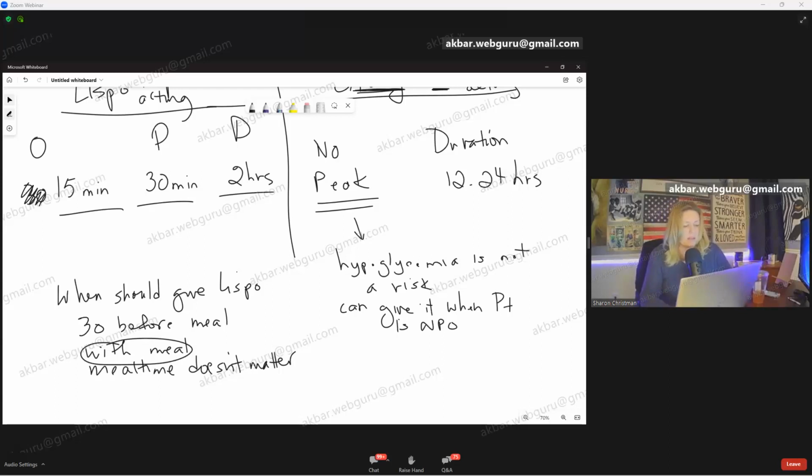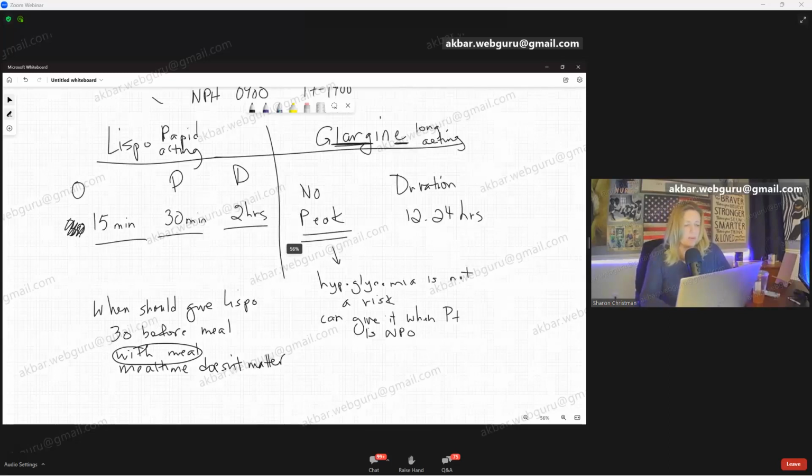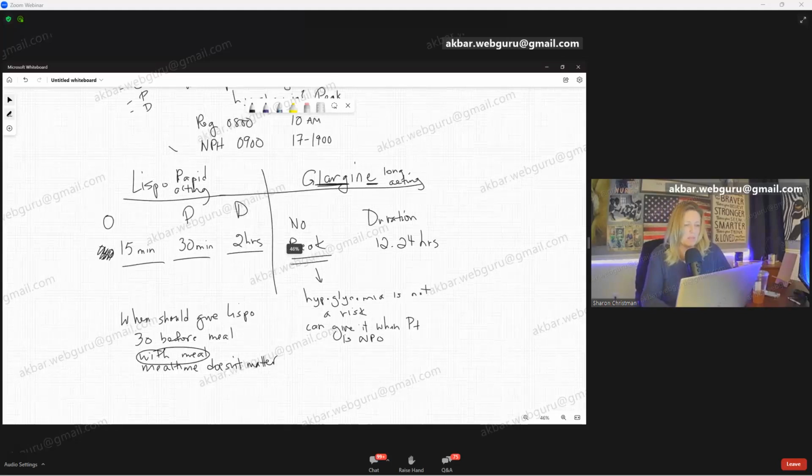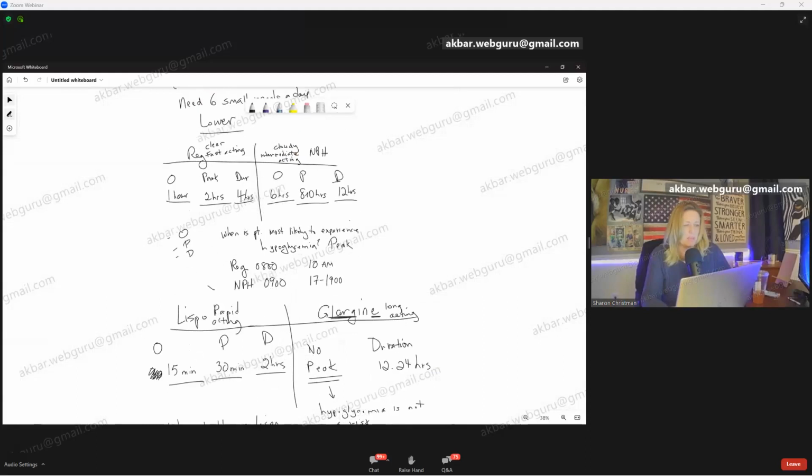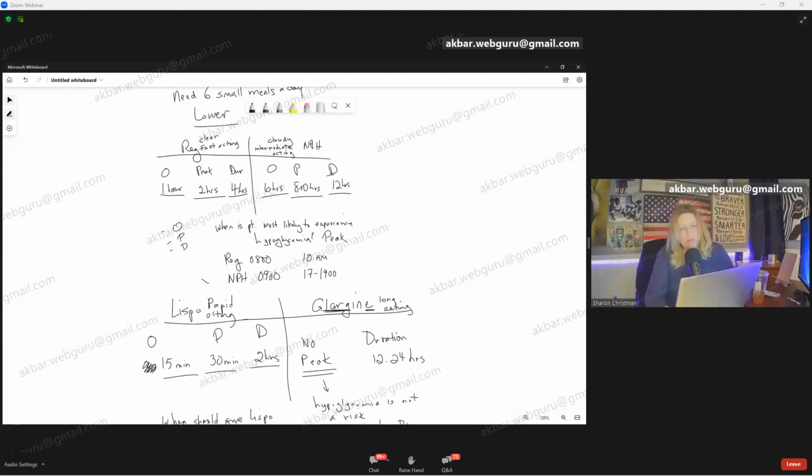Insulin. Let me make this so you can see it in case anybody wants to take a picture of it real quick. Okay, if you don't want to take a picture, then I'm going to move on.